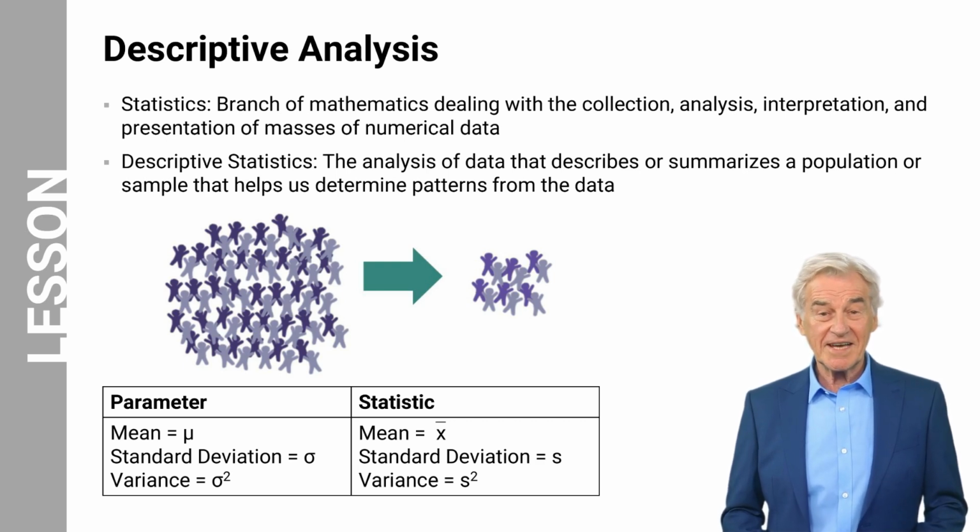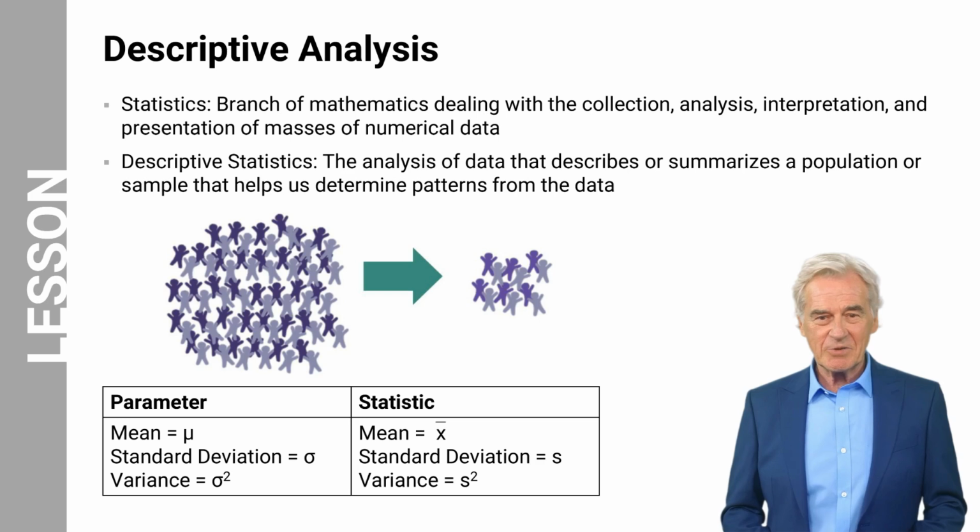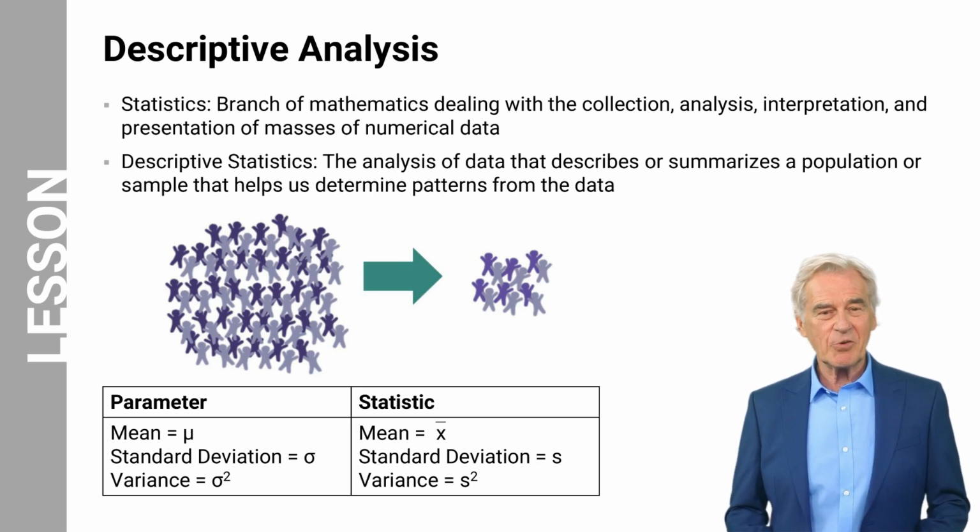Descriptive statistics, as their name suggests, is the analysis of data that describes or summarizes a population or sample and helps us determine patterns from the data. One cannot make decisions based on descriptive statistics alone. Examples of descriptive statistics include mean, mode, median, standard deviations, and variance. It is important to note that a statistic describes a sample taken from the population, while a parameter describes a population, and statistics and parameters are not always equal.